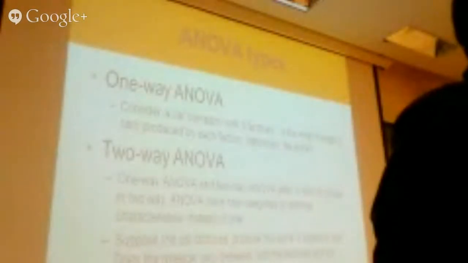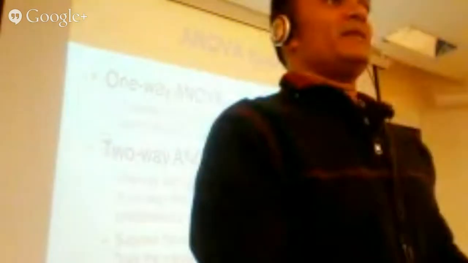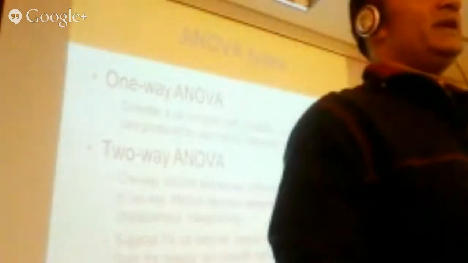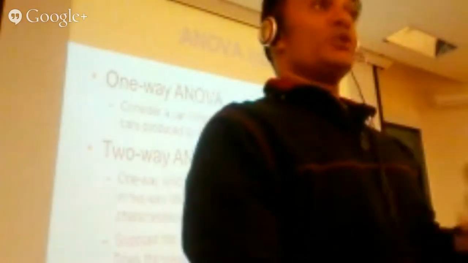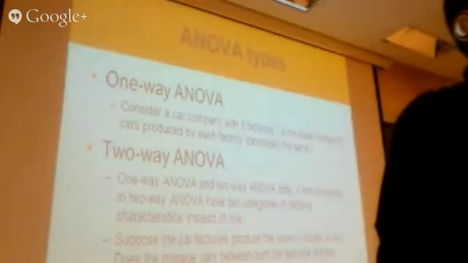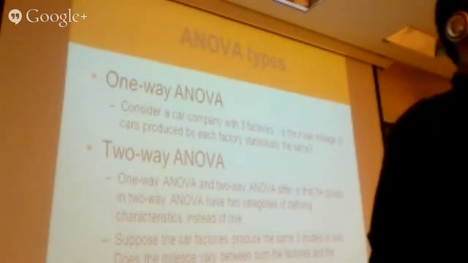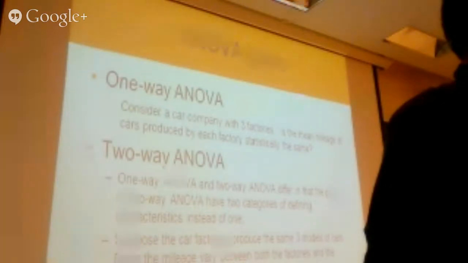Okay, so here's an example of a one-way ANOVA. A car company has three factories. Is the mean mileage of the cars produced by each factory statistically the same? So Jaguar's got a factory in India, one in Britain, and one in Spain. And we want to determine the quality of that factory output. So is the average mileage in each factory the same or different? It's only got one dependent variable, and that is which factory you're in. The independent variable is the mileage of the car.